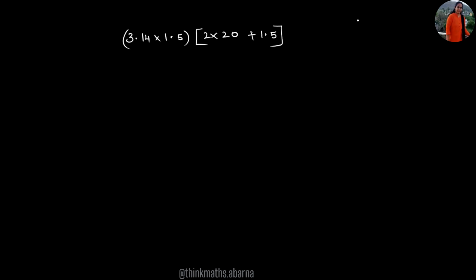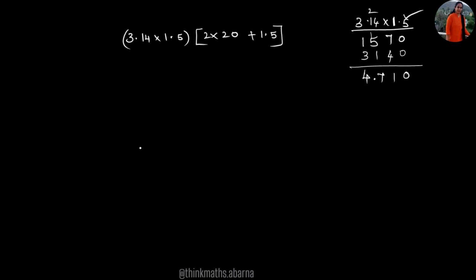So 3.14 into 1.5. Multiplying with the first 5. 5 fours are 20. Balance 2. 1 five is 5. 5 plus 2, 7. 3 fives are 15. Now it is multiplication with 1. So the answer will be the same. So 4, 1, 3. That is 3, 1, 4. Leave this place or write a 0 here. Anything is okay. Now adding: 0. 7 plus 4, 11. 1 plus 5, it is 6. 6 plus 1, 7. 1 plus 3, 4. So here, how many decimal places? 1, 2, 3. So it is 4.71.